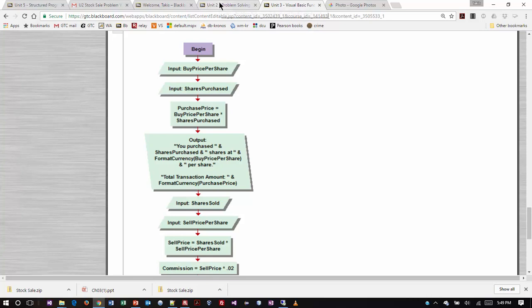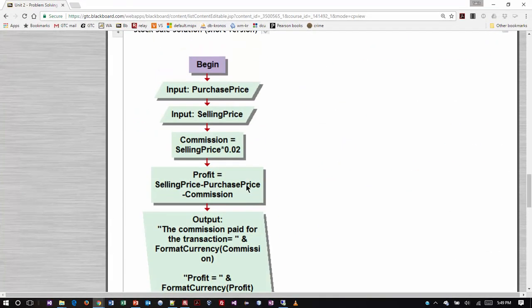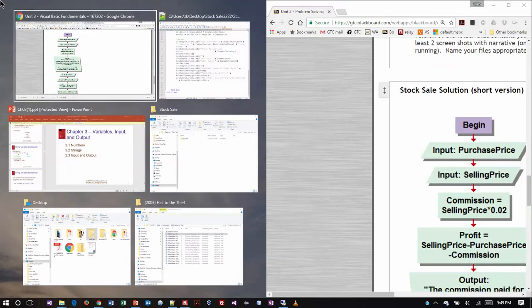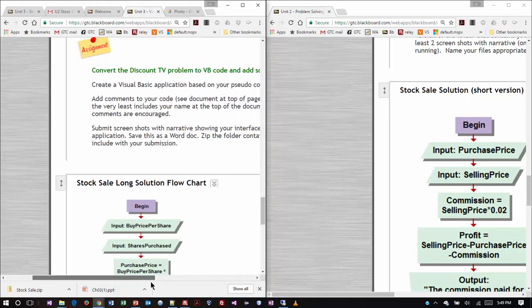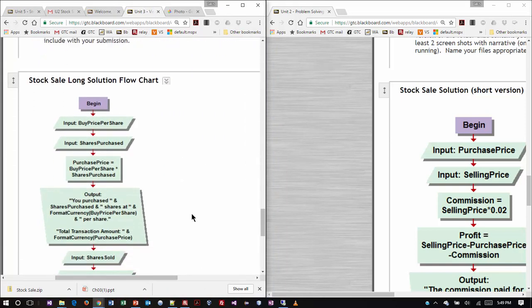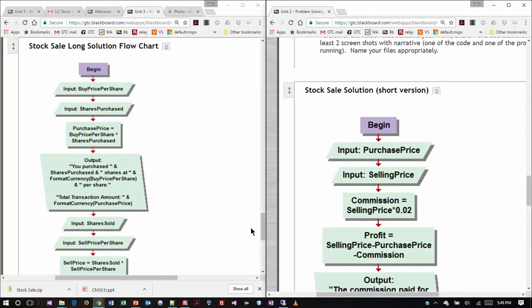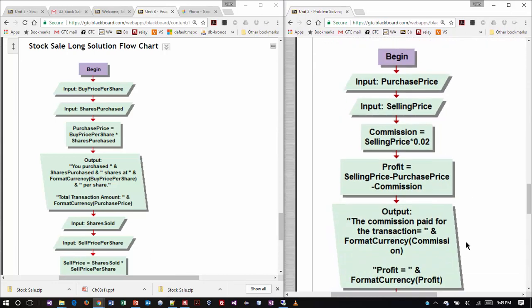Now the other thing I'm going to do is I'm also going to bring up the flowchart from the previous unit, which is this one. And then I'm just going to split screen here so we can look at both of them side by side and do a comparison. So the short version is indeed pretty short in comparison. I mean, that's basically the whole thing, right? And the short version's on the right-hand side.